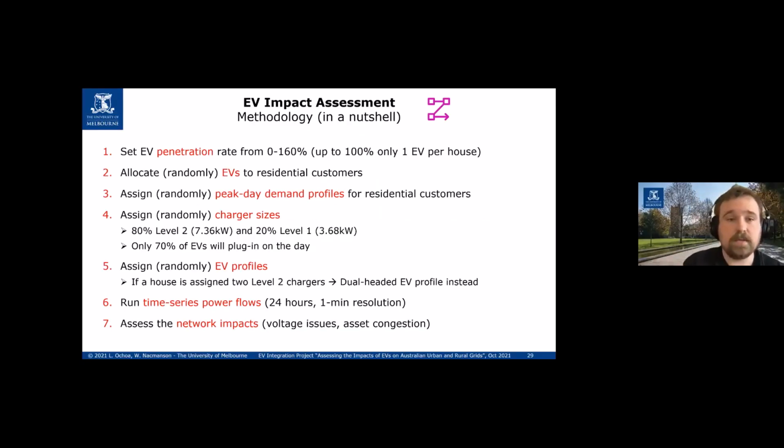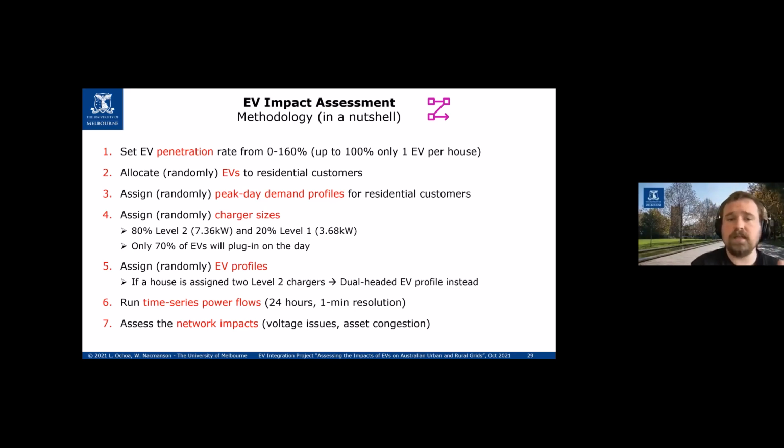So this is how we're approaching the EV impact analysis. We've got our networks, and we've figured out how we're going to model the EVs. Now it's about combining the two. So first, of course, we want to set our EV penetration rate. You can think of this list repeating for every EV penetration we're assessing. And as Nando said, we're doing this in steps of 20%. So up to 100%, we consider 1 EV per house. Beyond that, we consider homes with 2 cars, and then what if that second car is also an EV, right? About 60% of homes have 2 cars. So that's where that 160% comes from.